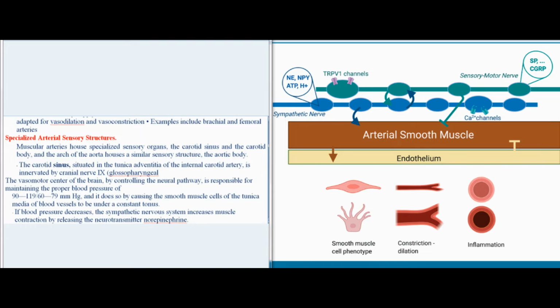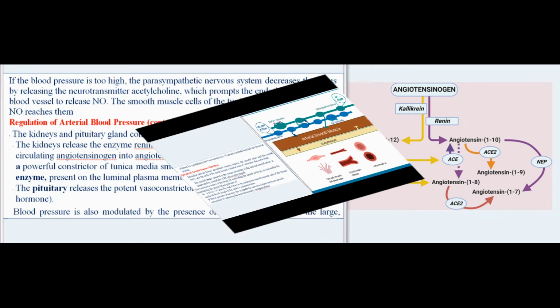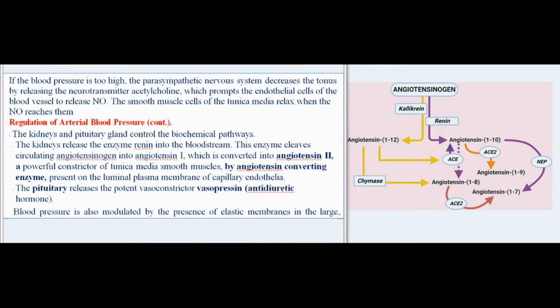of 120/80 mmHg, and it does so by causing the smooth muscle cells of the tunica media of blood vessels to be under a constant tonus. If blood pressure decreases, the sympathetic nervous system increases muscle contraction by releasing the neurotransmitter norepinephrine. If the blood pressure is too high, the parasympathetic nervous system decreases the tonus by releasing the neurotransmitter acetylcholine, which prompts the endothelial cells of the blood vessel to release NO. The smooth muscle cells of the tunica media relax when the NO reaches them.